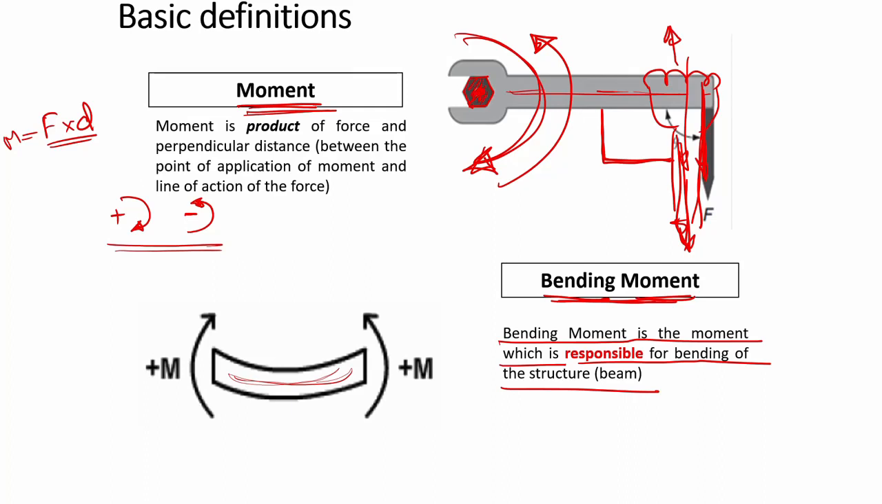You should be clear about the difference between moment and bending moment. Whenever I show a moment, I use one clockwise or anticlockwise rotating arrow. And when I want to show the bending moment, I have to show two moments like this, or otherwise I can show the two moments in this way. Okay. We'll see the sign conventions later. Right? You should know the difference between bending moment and moment, like force and shear force. In the same way, you got the difference.